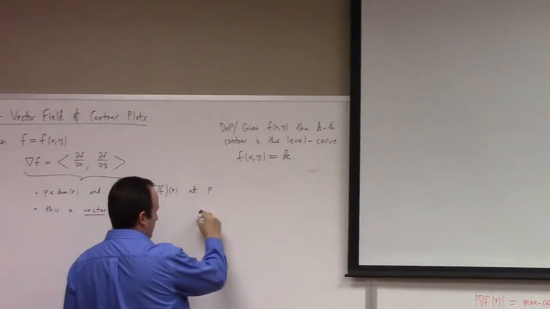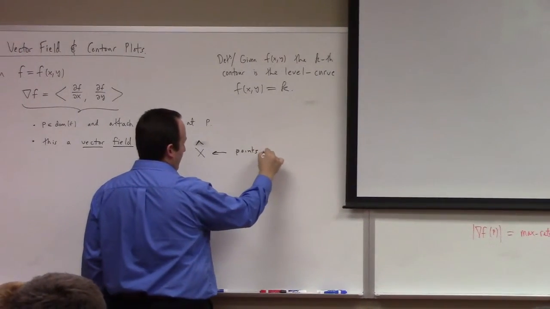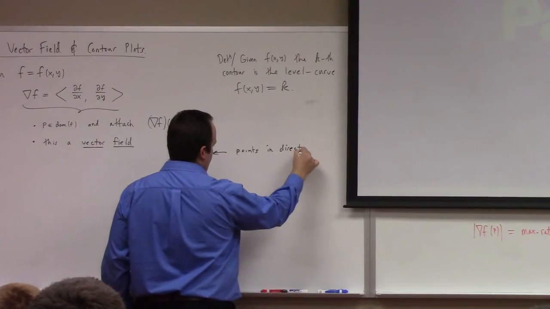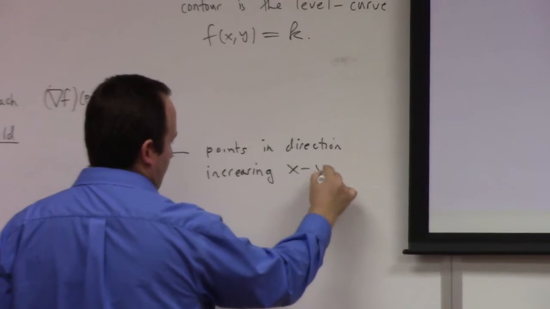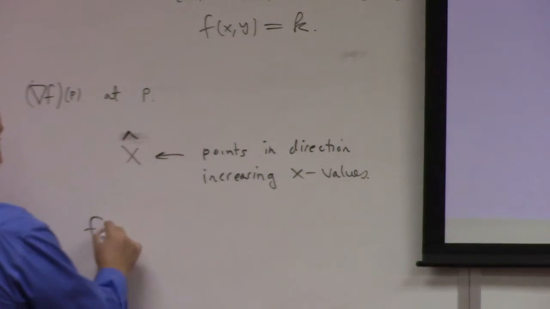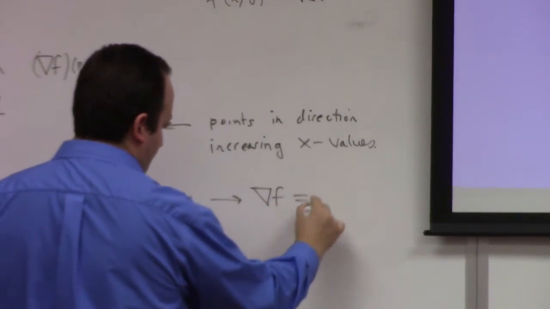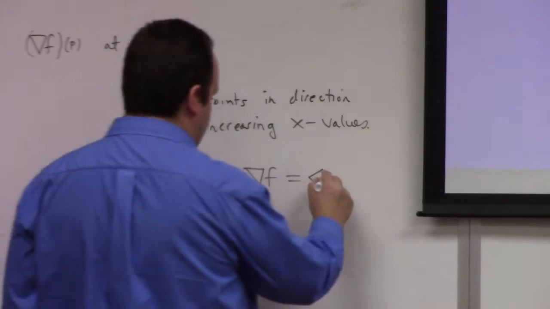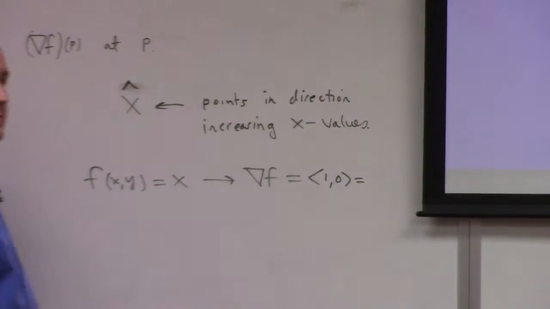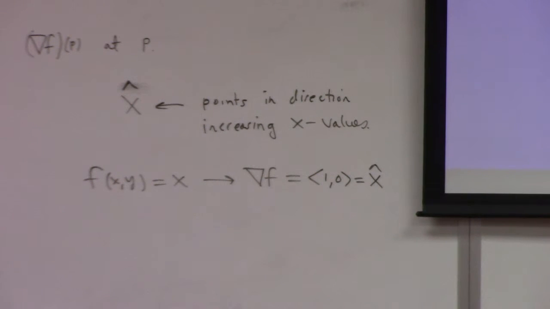Let's think about it for a second here. This points in the direction of what? Increasing x values, right? So if I have f of x comma y equals x, what happens when I calculate the gradient of f? 1, 0. What is that? X hat. See? The gradient points in the direction of increasing x, just like x hat.